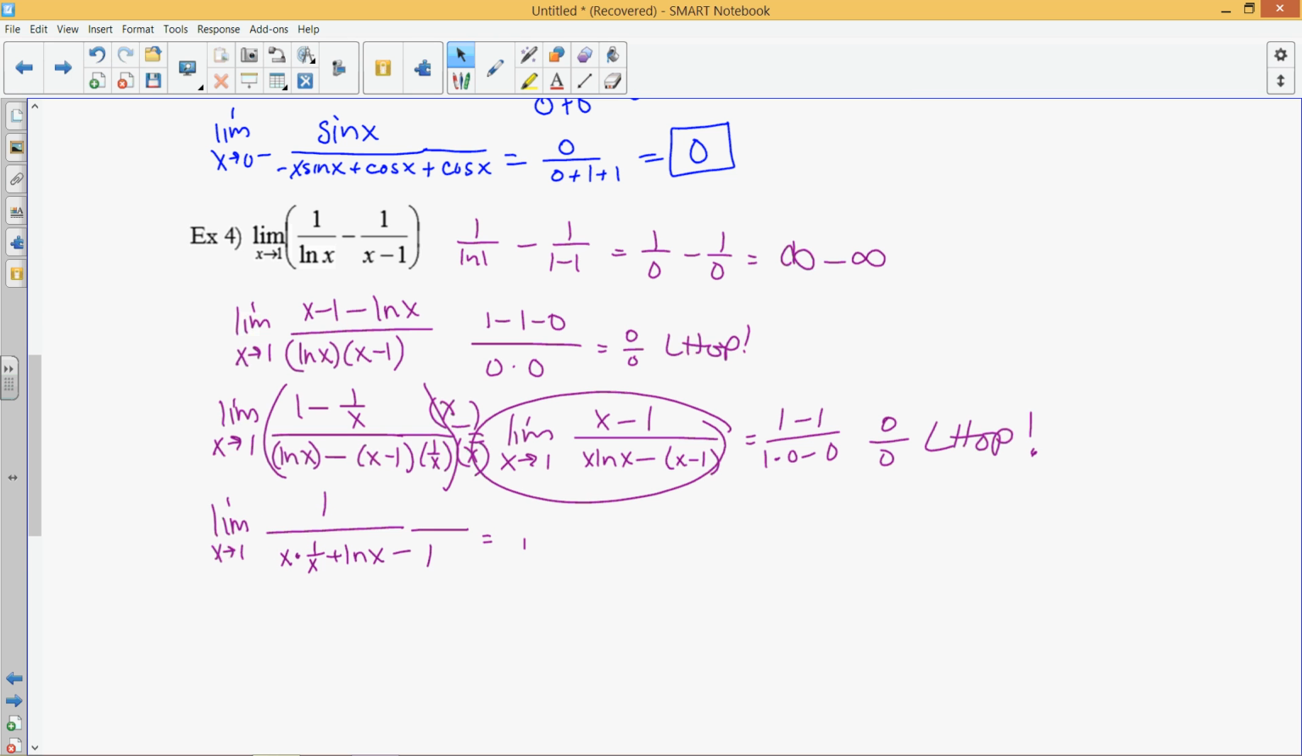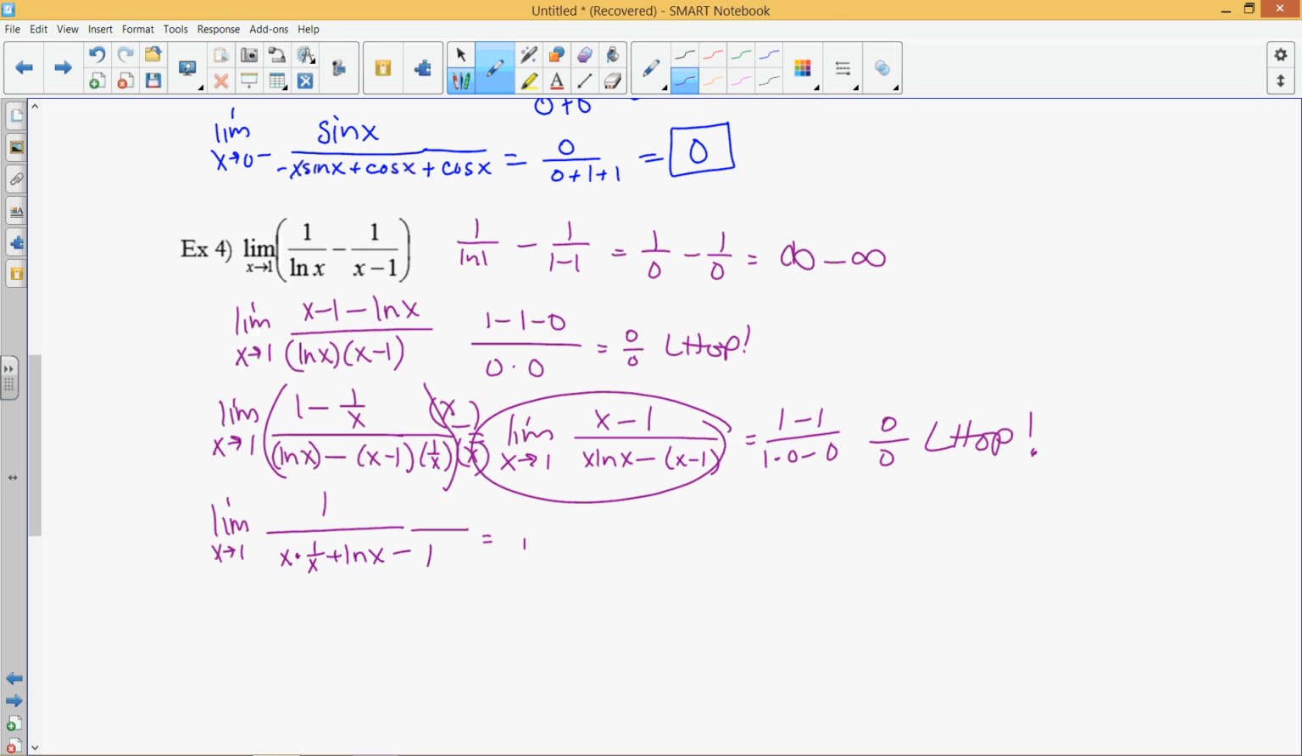Oh, what just happened there? Nope, things are moving. Let's try this again. Sorry about that. The limit as x approaches 1 of 1 over 1 plus ln x minus 1, which is going to be 1 over 1 plus 0 minus 1, which is 1 over 0. Well, wait, that's not a L'Hopital form. Can I do L'Hopital again to get rid of it? No. Is 1 divided by 0 something? Well, not really.